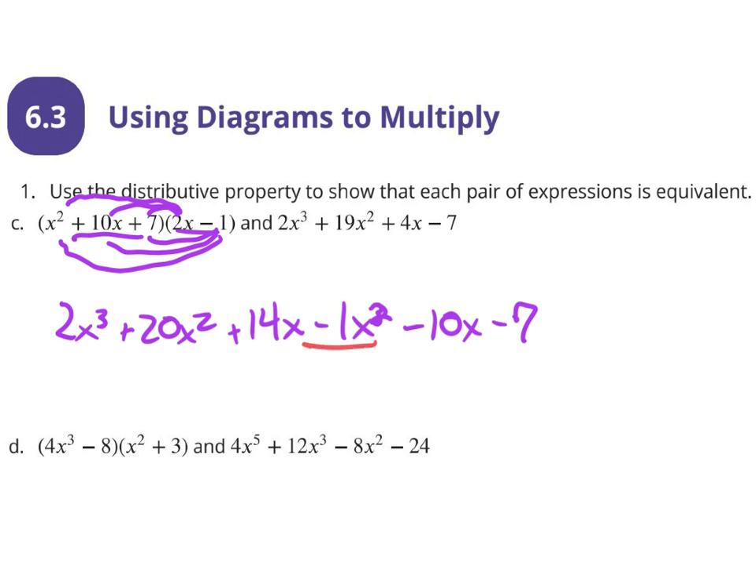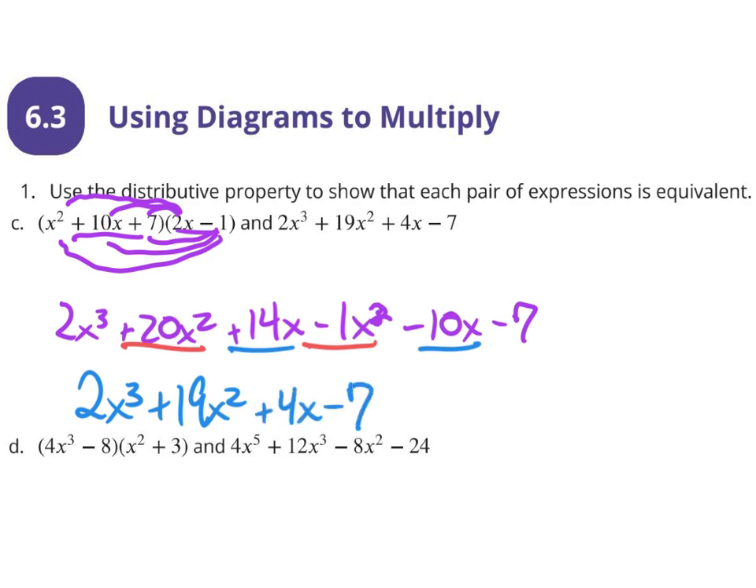And so now what I'm going to do is group my like terms. My -1x squared plus 20x squared. My -10x and my plus 14x. When you get more terms, you'll have more pairs that are alike. So 2x cubed plus 20 minus 1 is plus 19x squared. 14 minus 10 is plus 4x minus 7.